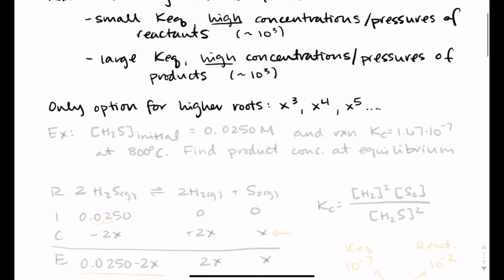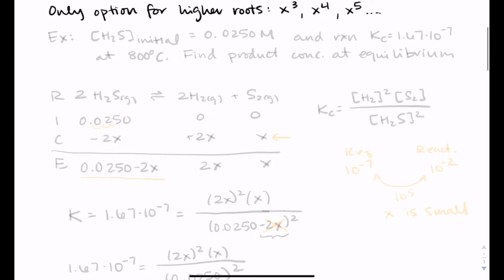So I have H2S, initial concentration is 0.0250 molar, and my equilibrium constant is 1.67 times 10 to the minus 7th at 800 degrees C. I want to find the product concentration at equilibrium, and I've been given this reaction of 2H2S in equilibrium with H2 and S2. So initially, I have 0.0250 H2S. I have 0 H2, 0 S2.